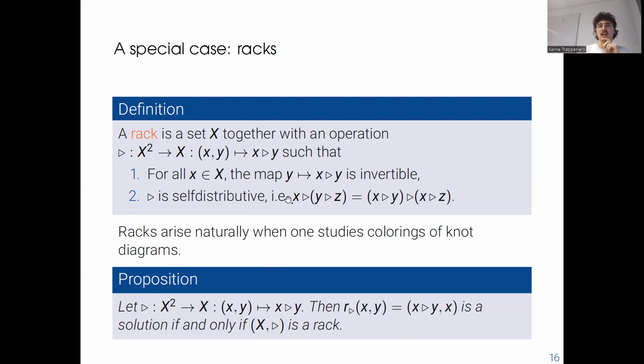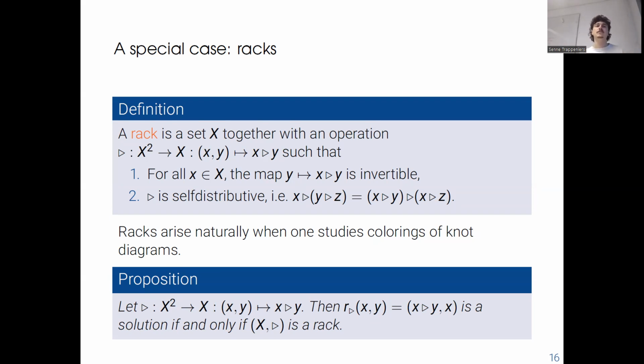Meaning that X triangle (Y triangle Z) distributes, so we have X triangle Y acting on X triangle Z. In particular, except in very trivial cases, this is definitely not an associative operation. Nonetheless, it is very useful, because racks arise very naturally when we study colorings of knot diagrams.